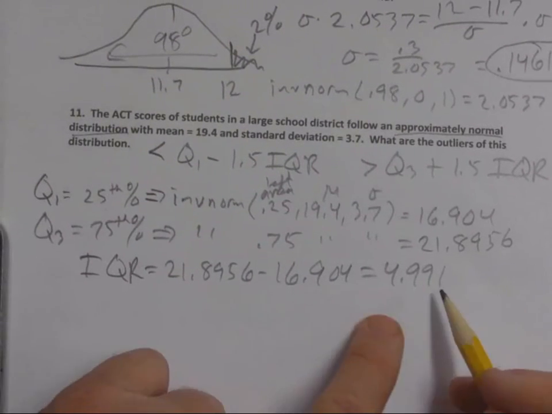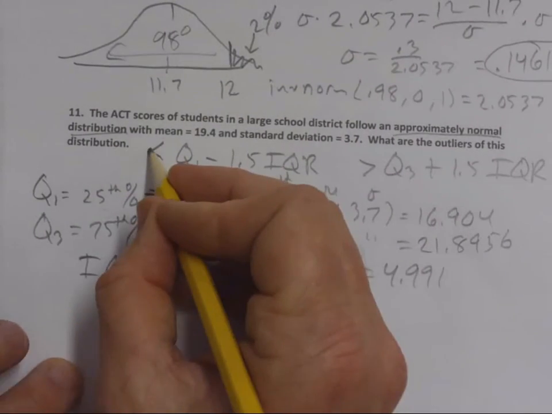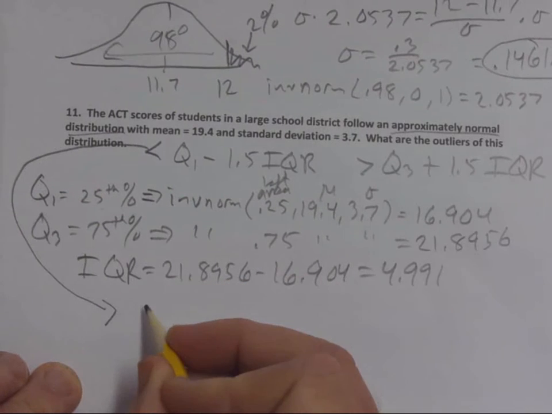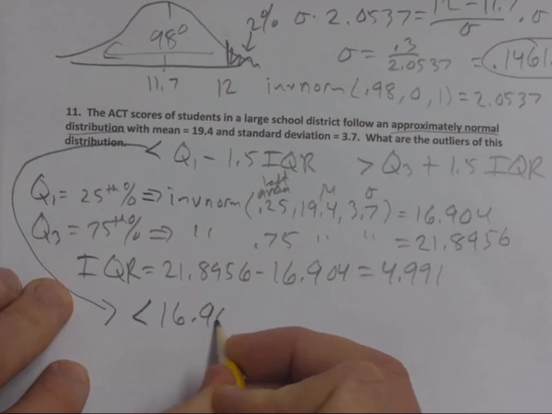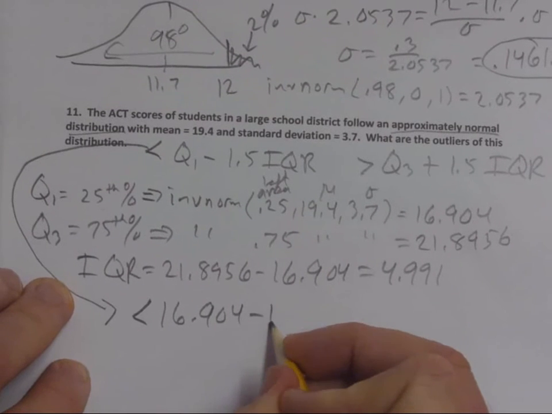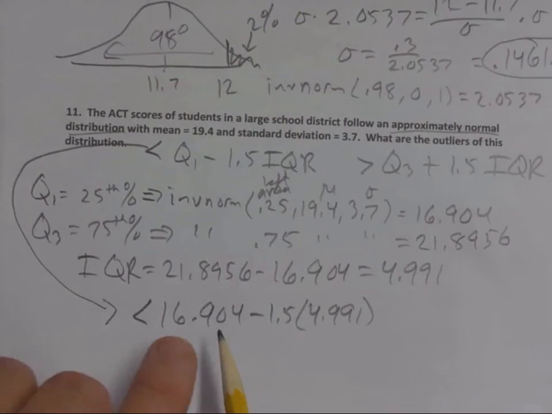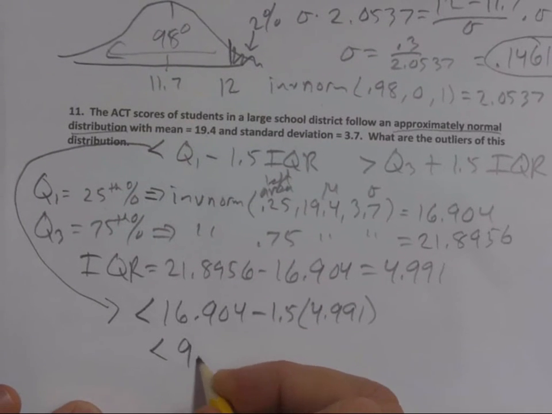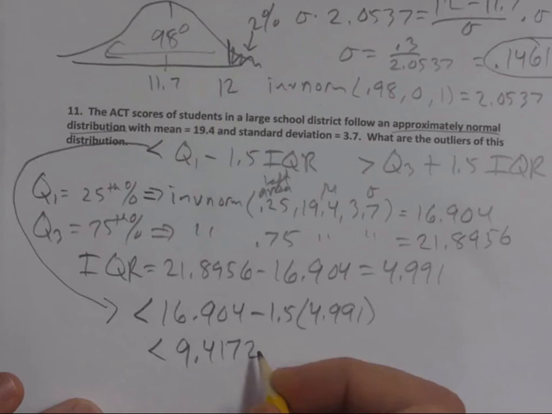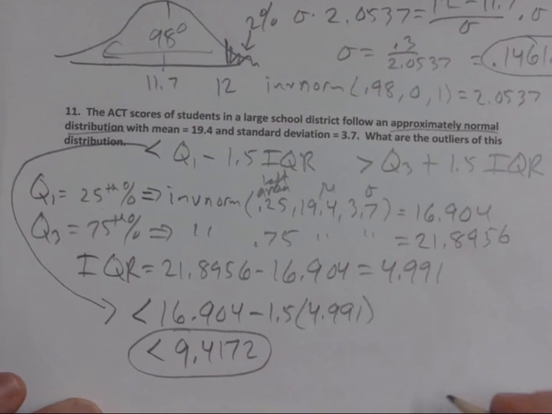Now we can enter these numbers into our formulas. So anything less than Q1 minus 1.5 times the IQR is going to be 16.904 minus 1.5 times 4.991, which ends up being anything less than 9.4172. And these are test scores, they don't have a unit. So anything less than that is an outlier.